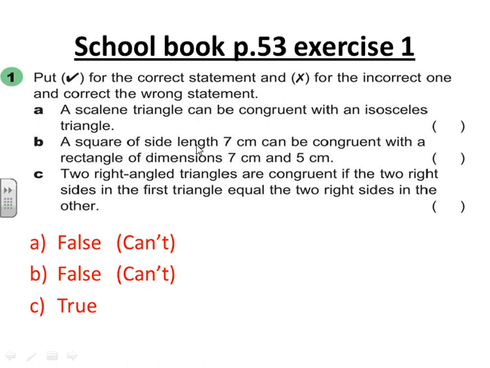Number B, a square of side length 7 cm can be congruent with a rectangle of dimensions 7 cm and 5 cm, and the word dimensions means length and width. Also false. Why? Because they cannot be congruent. Number C, two right-angled triangles are congruent if the two right sides in the first triangle equal the two right sides in the other. True.